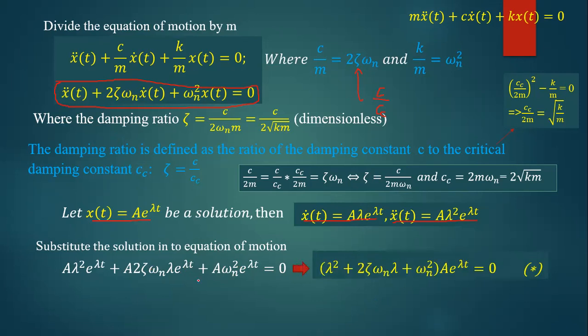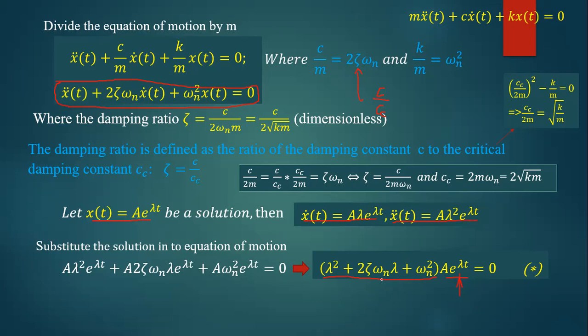Finally, we can rearrange the terms. We have this equation. Here we have two terms: one inside the bracket, and another here. For this equation to hold, this term should be different from 0. If this is 0, the whole equation becomes 0, so that there is no solution.